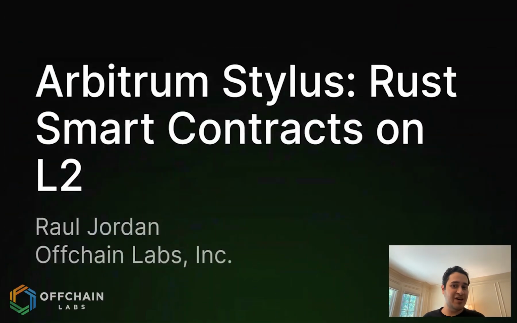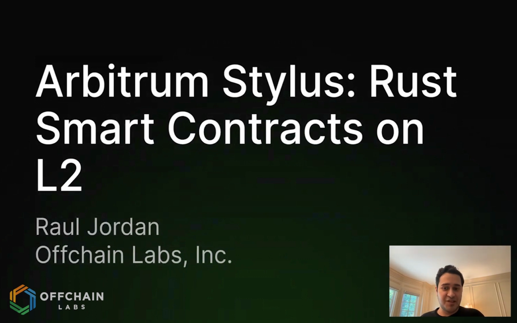Hello, everyone. My name is Raul Jordan, and I'm one of the developers working on Arbitrum Stylus, a new technology that lets developers write smart contracts in Rust and other programming languages, making it a lot more efficient, cheaper, and enabling things that just weren't possible before on EVM chains.